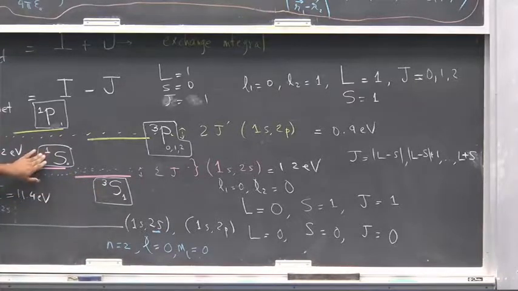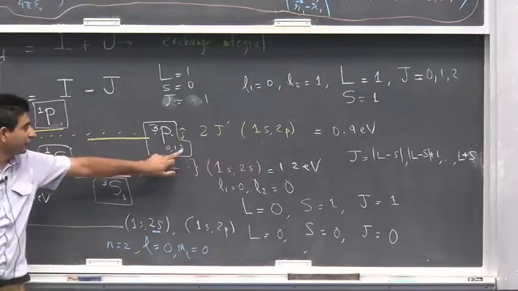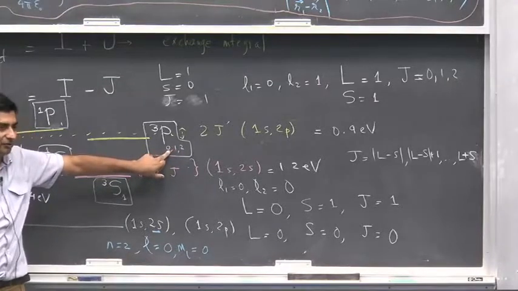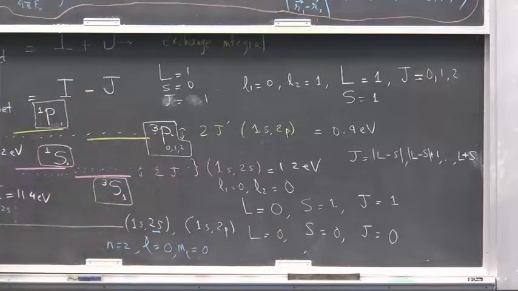1 plus 3 is 4, plus 3 is 7, plus 9. This is 9, this is 5, this is 3, 8 plus 1 is 9. So all together 12 states here. And this is how the same 12 states, the degeneracy is lifted. Some of the states are still degenerate, but the degeneracy has been lifted. And this is how you assign a term symbol to each one of these states.